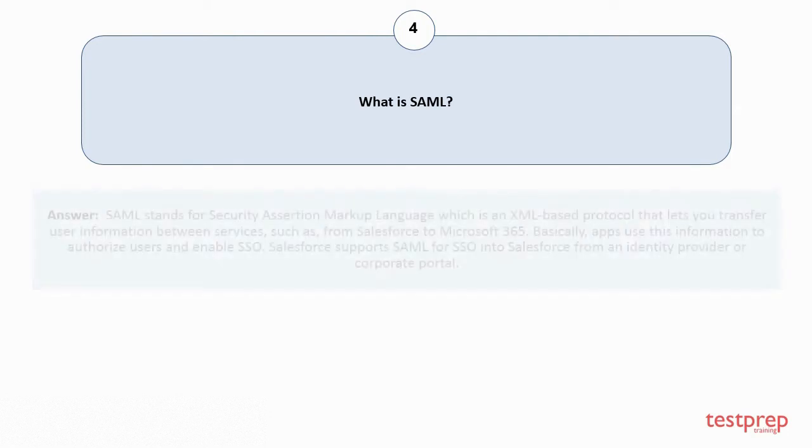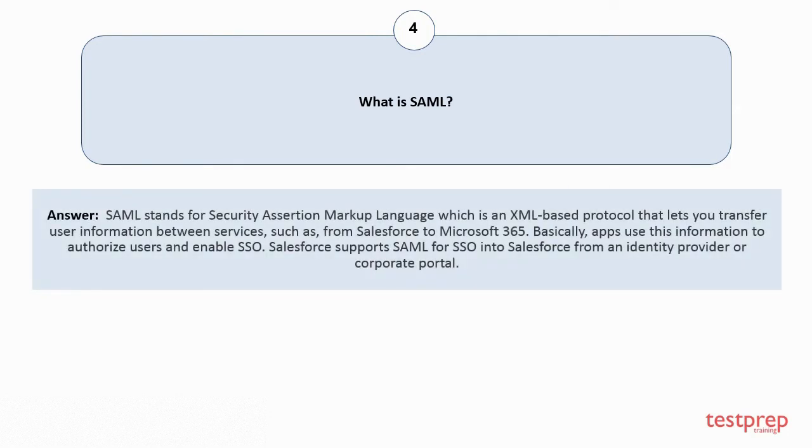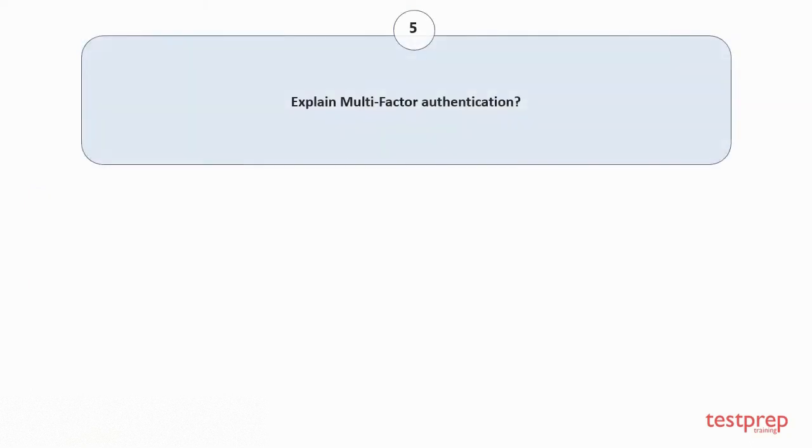Your answer is: SAML stands for Security Assertion Markup Language, which is an XML-based protocol that lets you transfer user information between services, such as from Salesforce to Microsoft 365. Basically, apps use this information to authorize users and enable SSO. Salesforce supports SAML for SSO into Salesforce from an identity provider or corporate portal. Question number 5, explain multi-factor authentication.